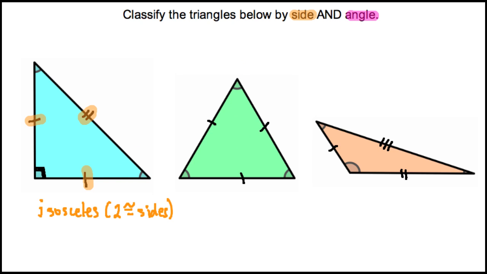Now we'll look at the green triangle here, and we'll focus on those markings again. This time you can see that there are 1, 2, 3 sides that all have the same marking. So what that tells us is that all three sides are the same, or that this is an equilateral triangle. So equilateral. And if you think about the word there, equa means equal and lateral means sides, so it means that it has all sides or three congruent sides.